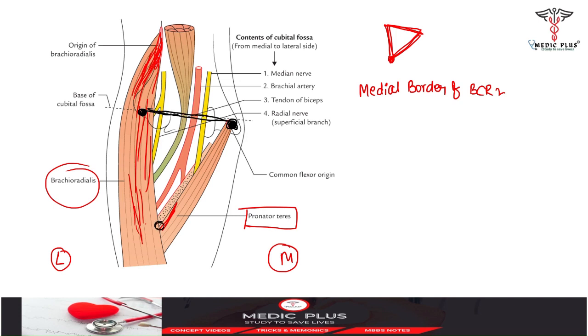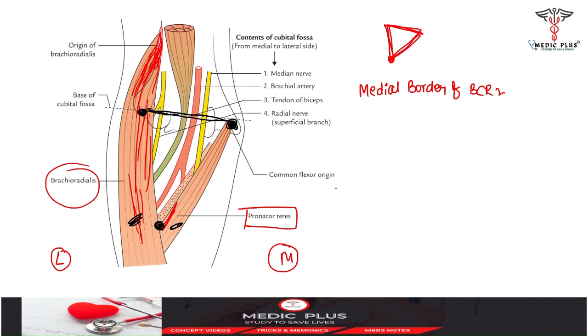Now this is the apex. The apex is formed by the meeting point of the lateral and medial boundaries. The lateral boundary is formed by the brachioradialis and the medial boundary is formed by the pronator teres. So we can also say that the apex is formed by the meeting of brachioradialis and pronator teres.